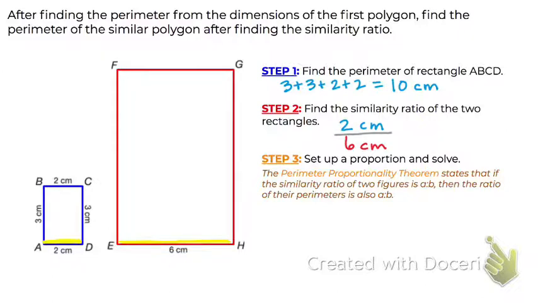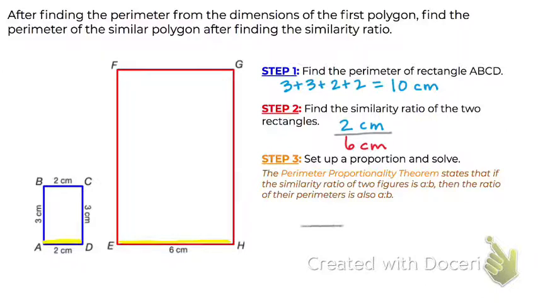So the reason we can do this is because of the perimeter proportionality theorem. That states that if the similarity ratio of two figures is A to B, then the ratio of the perimeters is also A to B. So the ratio of our perimeters is also going to be 2 centimeters to 6 centimeters, equal to that fraction. So let's set up our proportion.